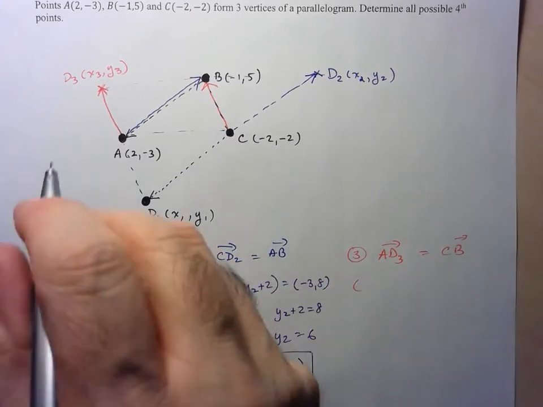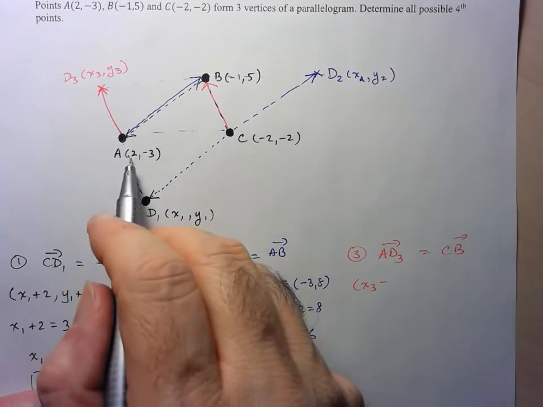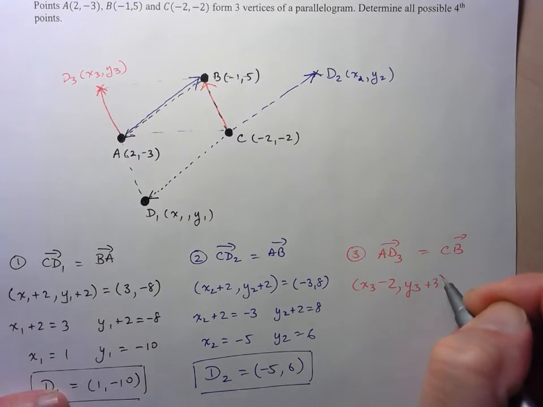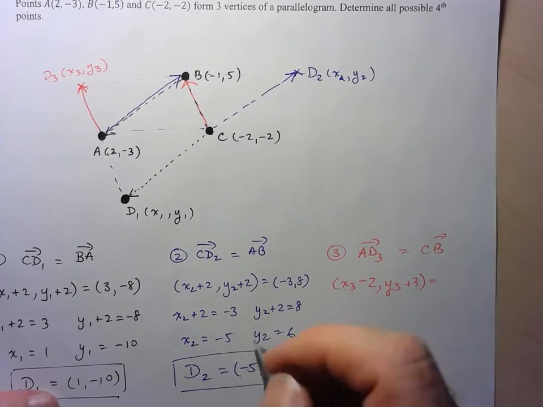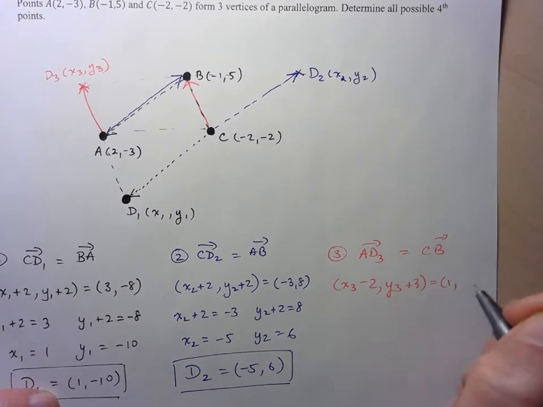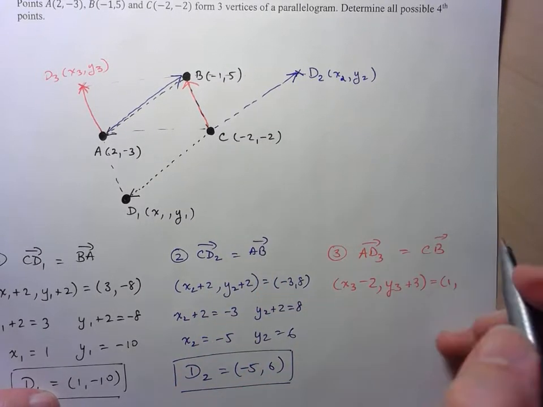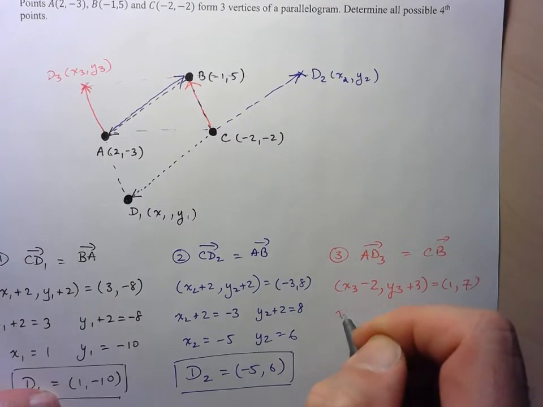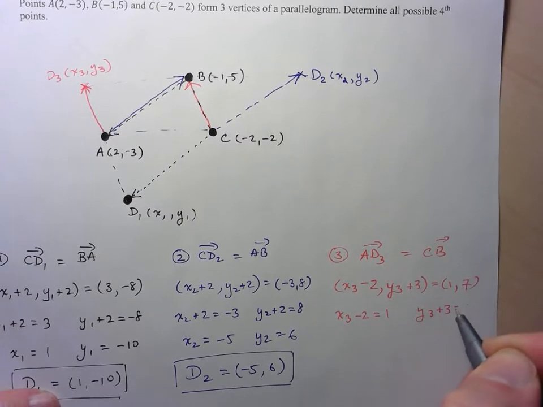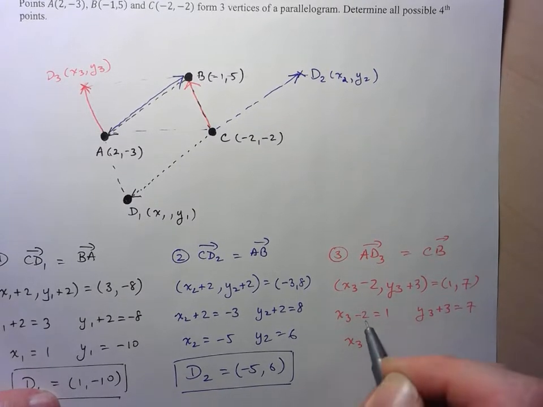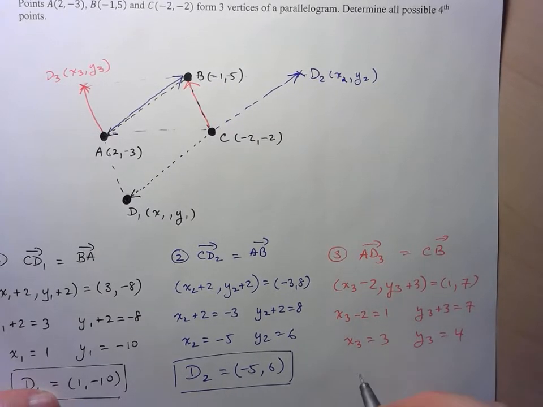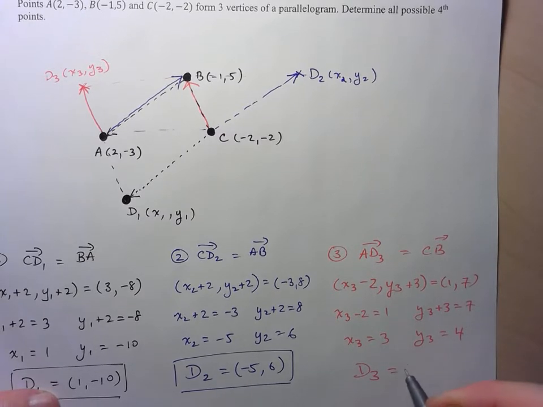Okay, so AD3 is just going to be x3 minus 2 and y3 minus -3, so plus 3, and that's going to be equal to CB, so -1 minus -2, -1 plus 2 is just 1, and 5 minus -2 is 7. Okay, so that means x3 minus 2 is equal to 1, and y3 plus 3 is equal to 7, so x3 is equal to 1 plus 2 is 3, y3 is equal to 7 minus 3 is 4, and there we have it. We have our last point.